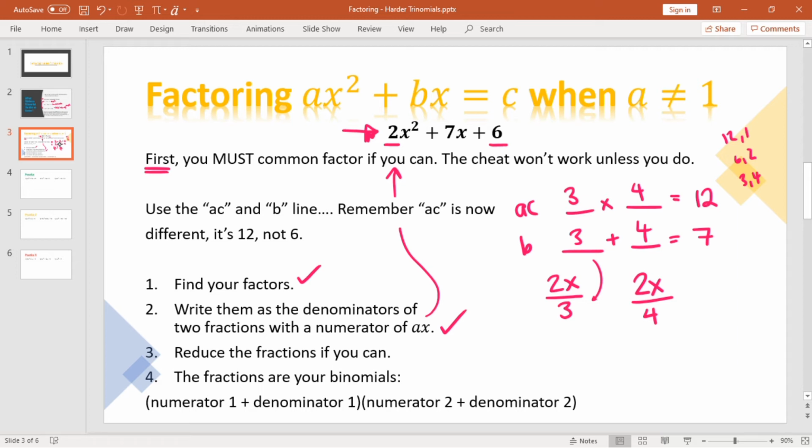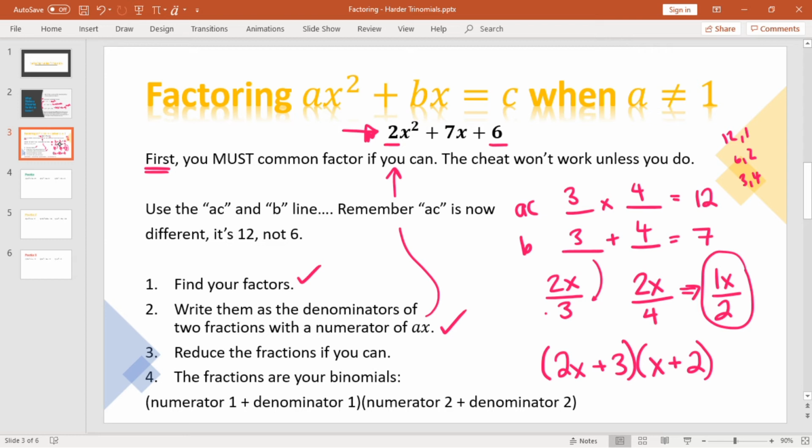And I'm going to look at my second fraction. It's like 2/4. Can 2/4 be reduced? Yeah, that can be changed into 1/2, right? Or 1x over 2. So these are your binomials, and the way it goes is you write down the first numerator, 2x, and the denominator plus 3. I wrote down plus because it was a positive 3 denominator. And I look to my second fraction, and I'm going to look at this one because I reduced it, x plus 2.